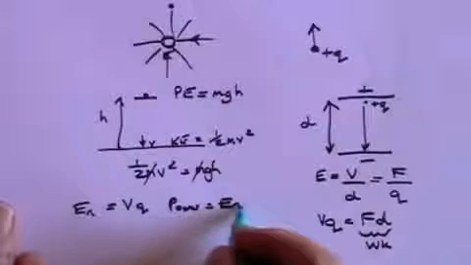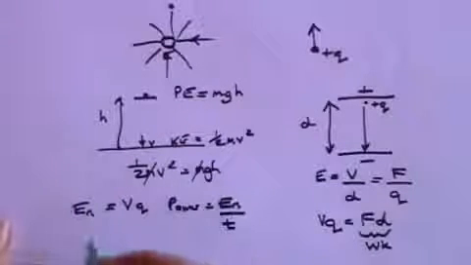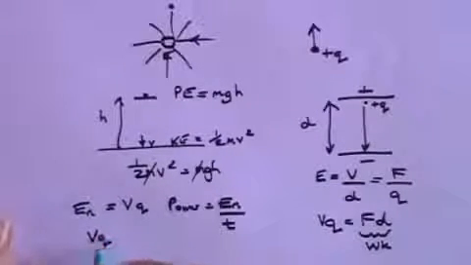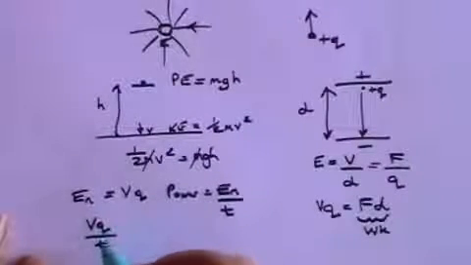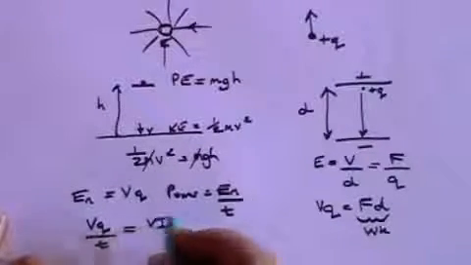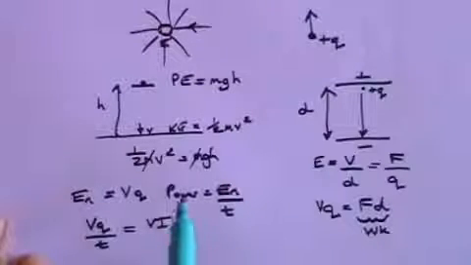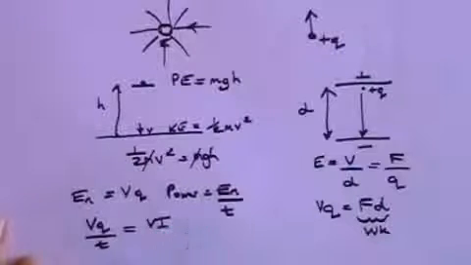equals energy divided by time. And that means VQ divided by T. But what is Q over T? The amount of charge moved in a particular time is current. And that equals VI. And that's why the power in an electric circuit is equal to the voltage times the current.